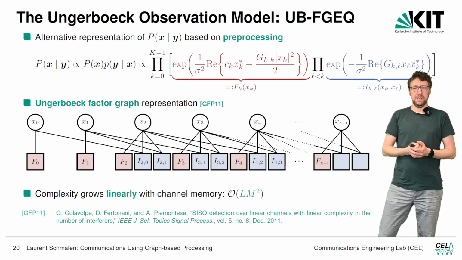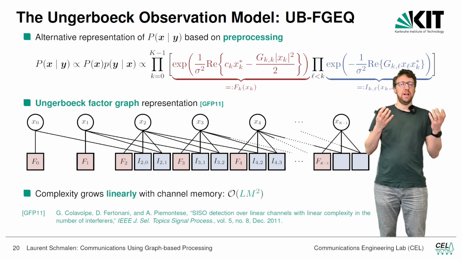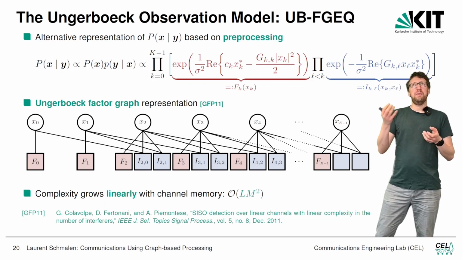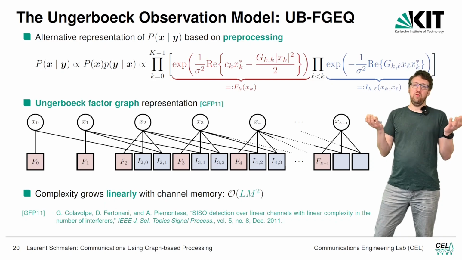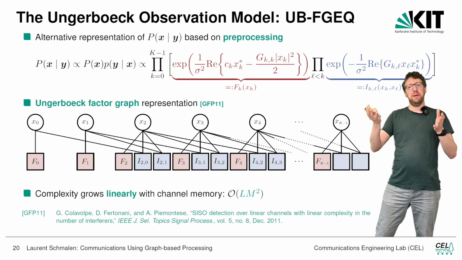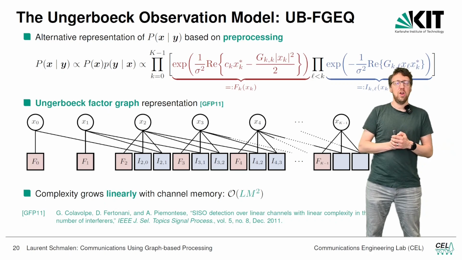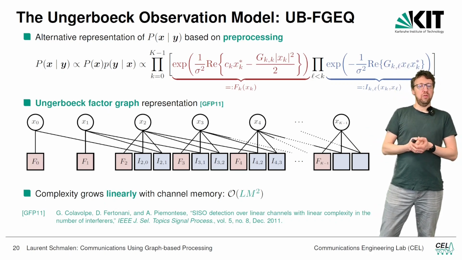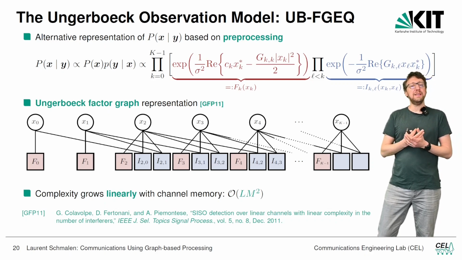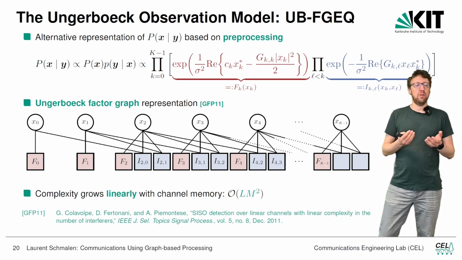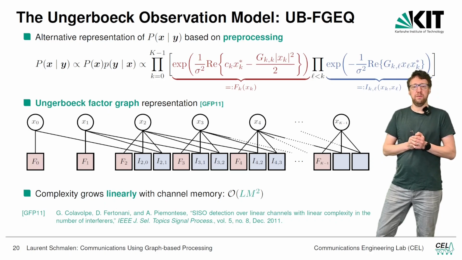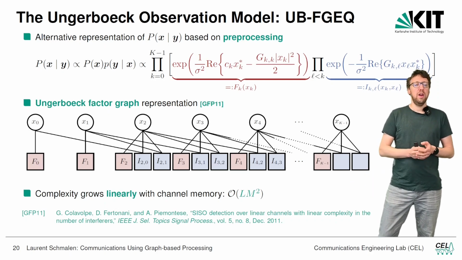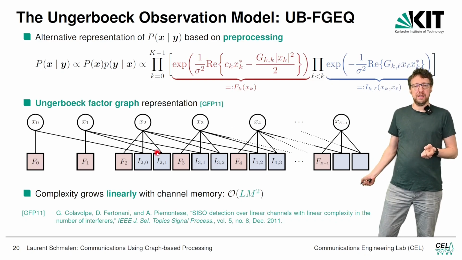something called preprocessing. So preprocessing means we take our channel output and we first multiply it with a preprocessor, which is essentially just we take the sequence and we apply matrix multiplication with the Toeplitz matrix. This can be a matched filter, but it can essentially be any matrix, any convolution that we do. And when we apply such a preprocessing, we get the so-called Ungerboeck factor graph representation. If you're interested, we have a reference below where you can read more about this Ungerboeck factor graph representation. And the Ungerboeck factor graph representation looks like this.